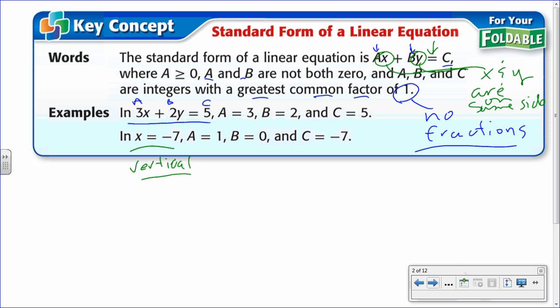All right, so X and Y are on the same side. What else? X and Y, write this one down. This is a big one. X and Y are raised to the what? Power. First power.